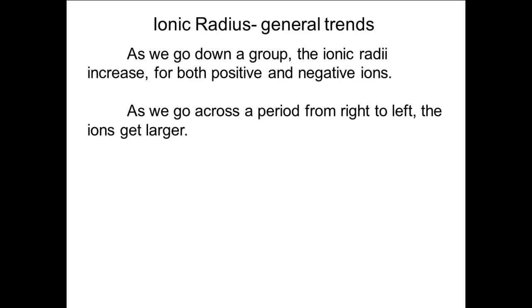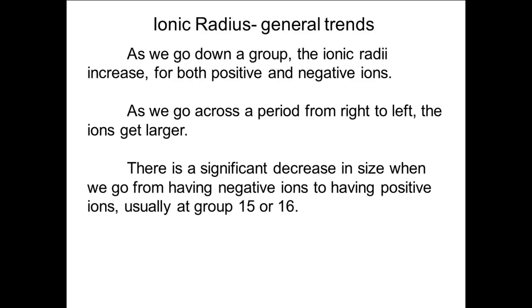However, there is a warning to be made in relation to this trend. At some point in the row, we will change from negative ions on the right to positive ions on the left. When we do this, we change from ions that are larger than the neutral atoms to ions that are smaller than the neutral atom. This usually happens around group 15 or 16. When this happens, there will be a significant decrease in the size of the ion.